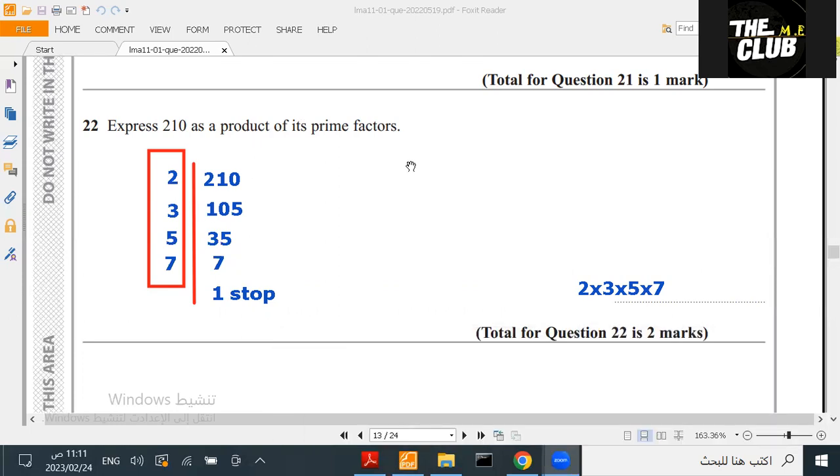So as we said, prime factor decomposition or product of its prime factors means you take the number and divide it by prime factors, and you only use prime numbers. Okay, now let's move on to the next question.